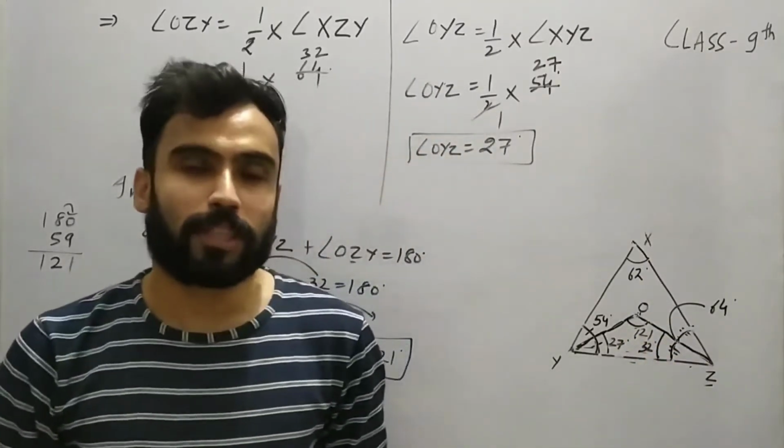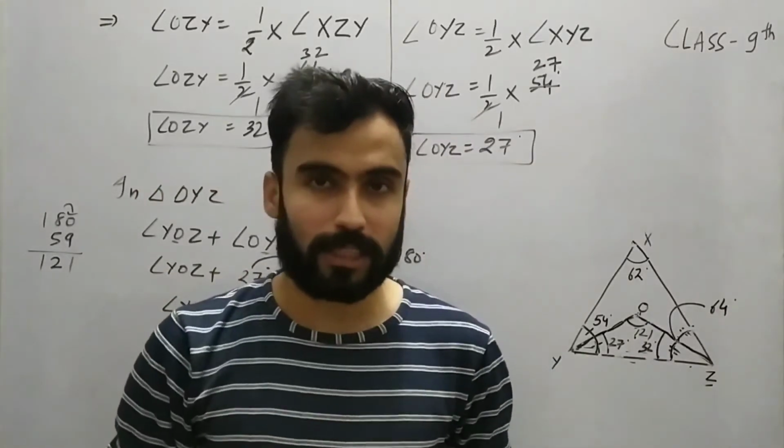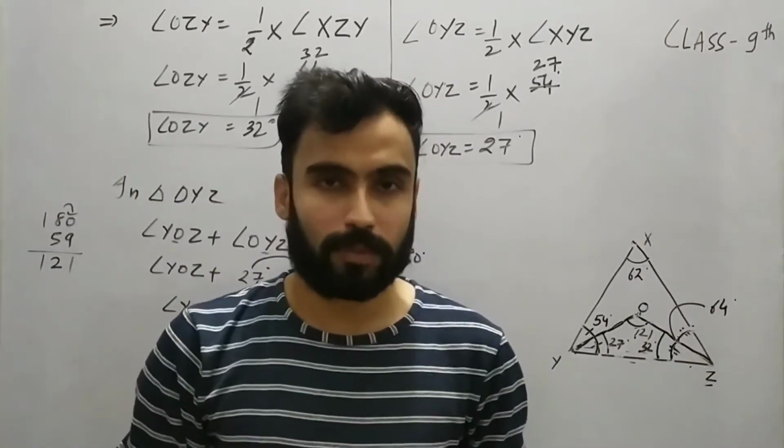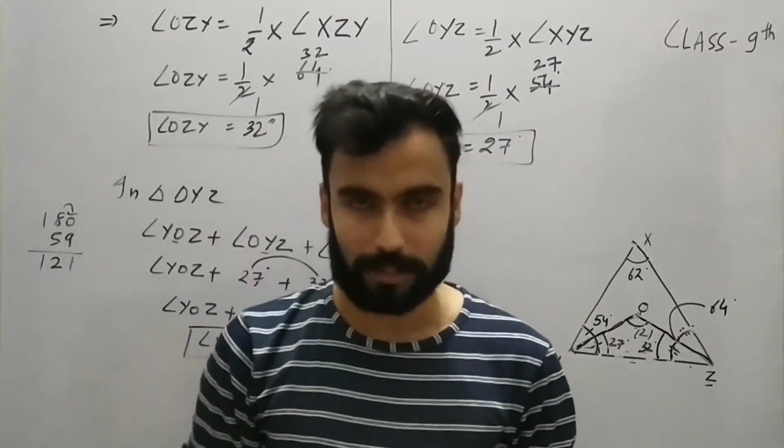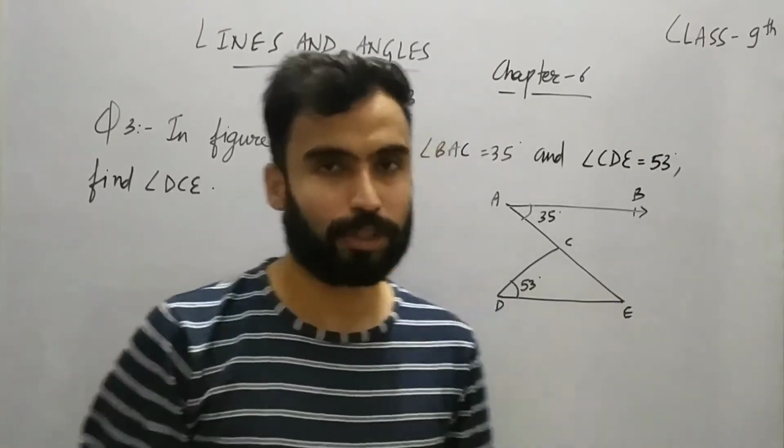That will prove that the sum of all the angles of a triangle is 180 degrees. So this was all about this question. That's all. So students, let's move further to the next question right here.